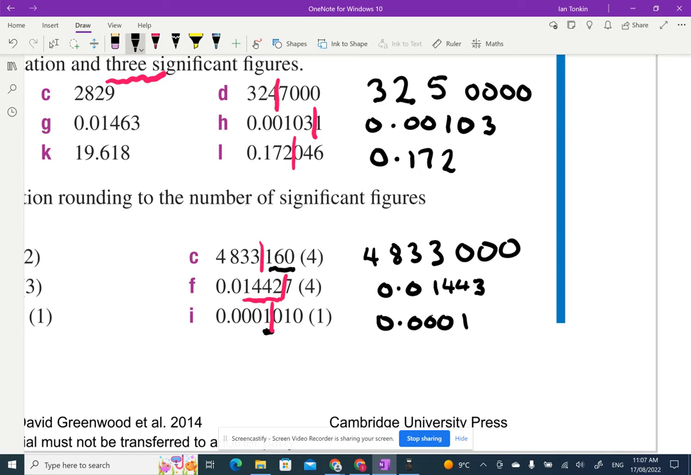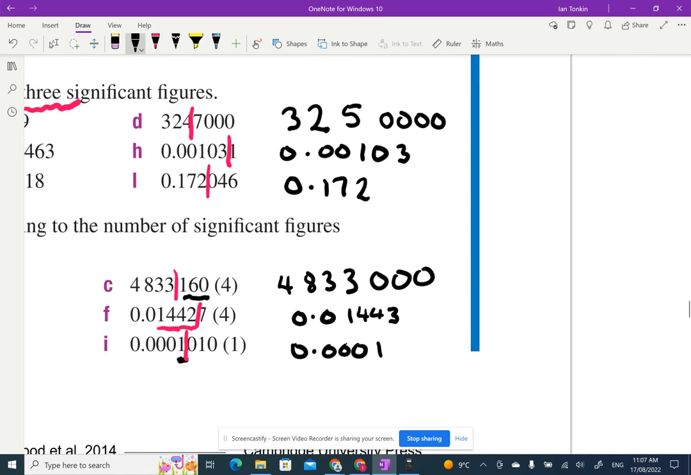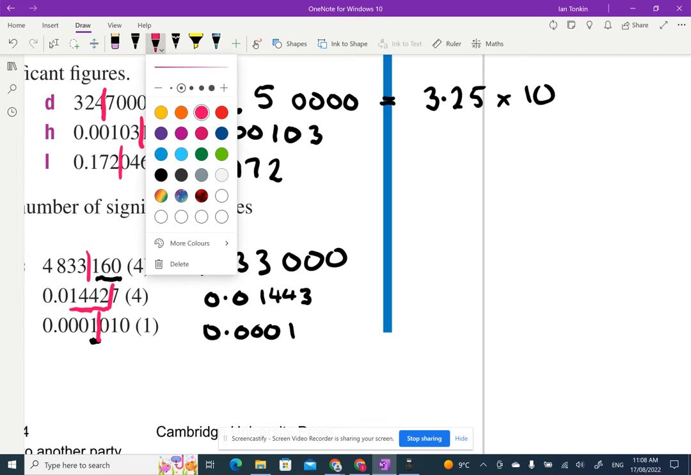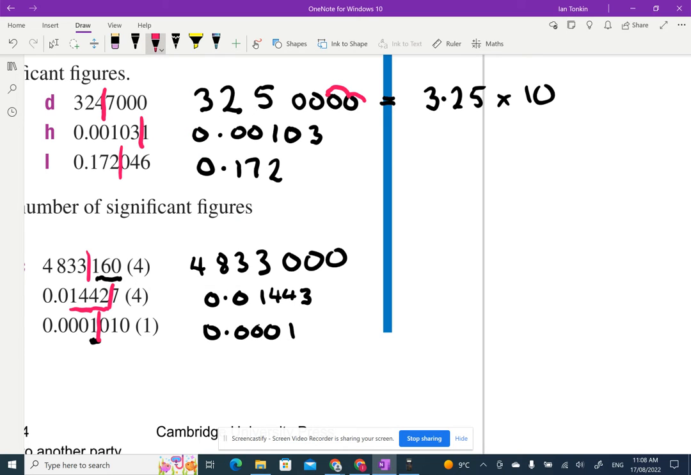Most of the time you're going to be able to do this by calculator, and you're going to be able to do it in scientific notation, which is fair enough. So let's just have a look at this one, which we've already done. If I was to write that in scientific notation, I'd write 3.25 times 10, and how many decimal places are there? 1, 2, 3, 4, 5, 6.